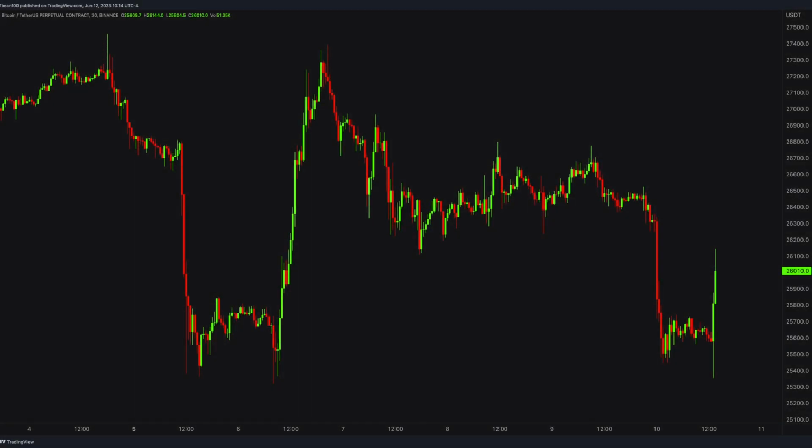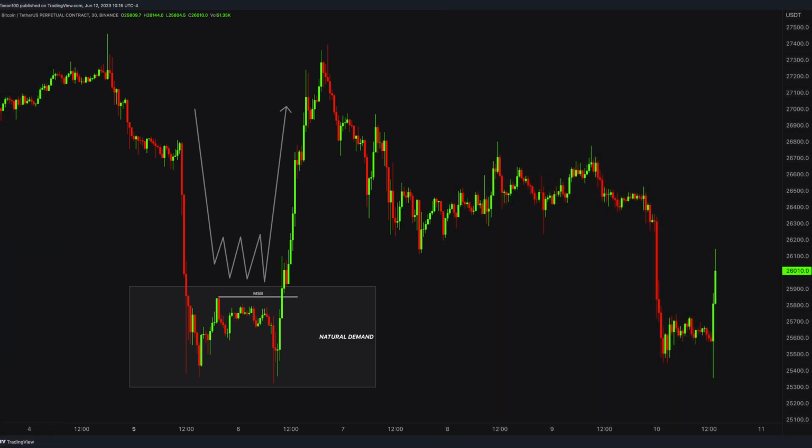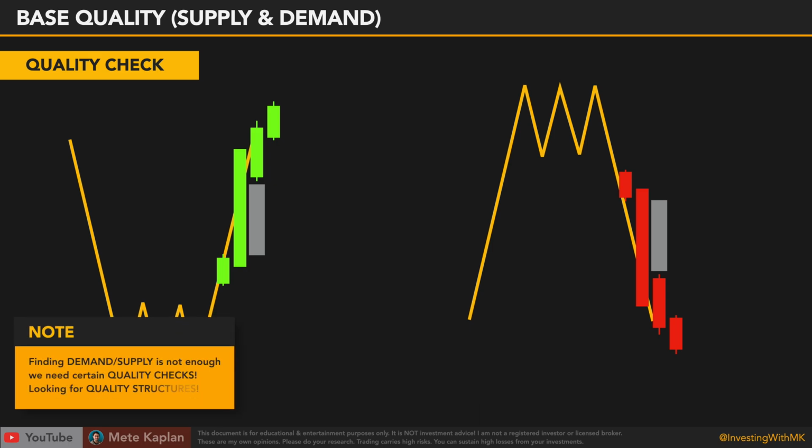Let's get back to my trade. I think I do not even need to tell you where the most natural demand zone is in this chart. Yes, right at this point. The moment I saw this structure, I knew that it was a precious area to identify as a demand zone. Is everything that simple? Not actually. But finding these natural supply and demand zones is the first step.